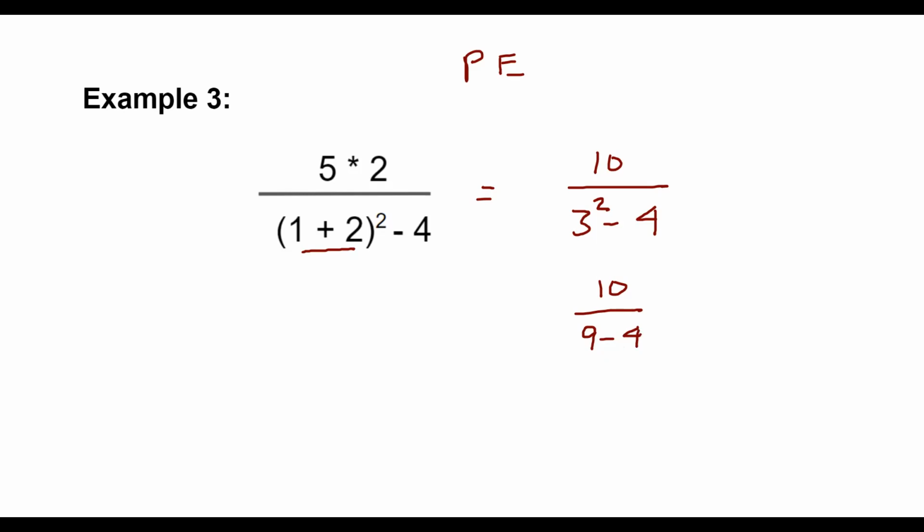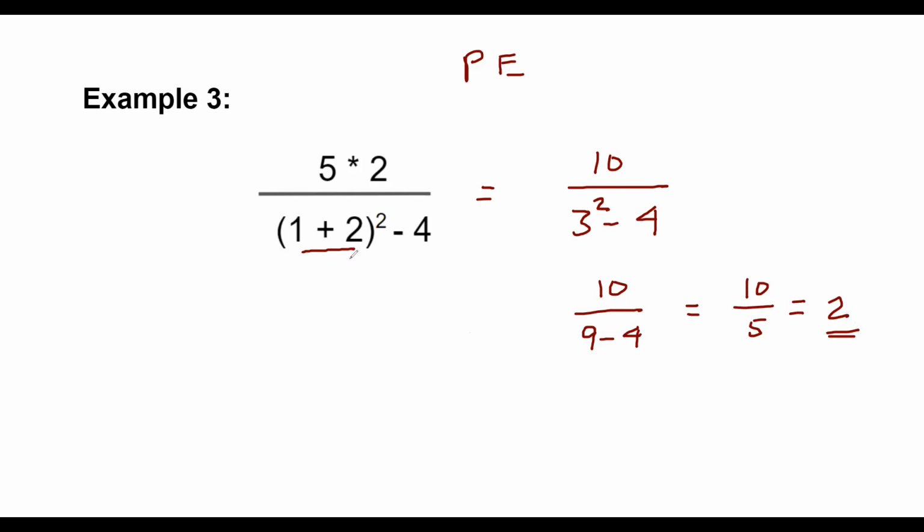Now, as I said, we need to completely simplify the top and the bottom before we try to do the division. So let's complete the bottom. 9 minus 4 is 5. So that's 10 divided by 5. And 10 divided by 5 is 2. So that finishes our answer for that one.